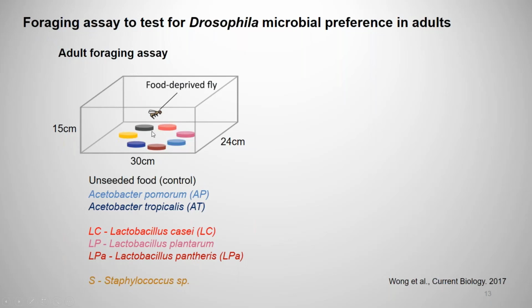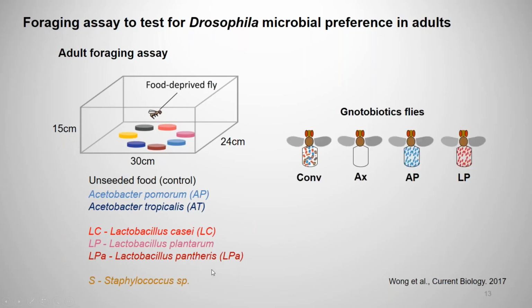So we have food choices that are made of just a protein sugar source, and then we contaminate it with different microbial isolates. And these microbial isolates, such as Acetobacter or Lactobacillus, are found naturally in the fly. We also present them with a pathogen, a Staphylococcus species. And at the same time, we set up gnotobiotic flies, so the flies have different microbiome compositions to start with. And then we monitor how the fly will make food choices and pick up those foods.